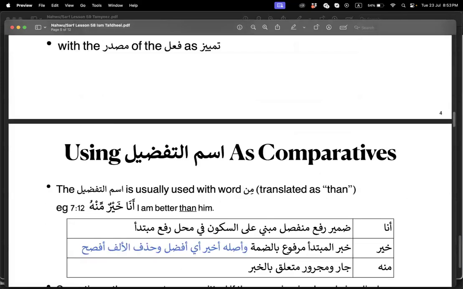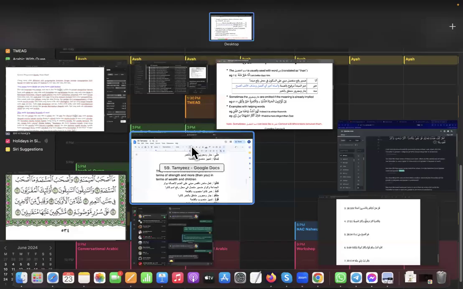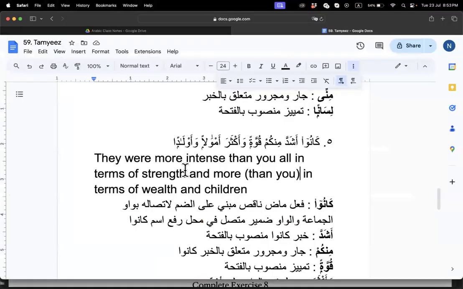Remember we did this example here. Here we say you prefer the worldly life, wal akhiratu, the hereafter is better. Better than what? It's clear, right? We're talking about worldly life. So when it's clear, you don't have the min, but you know that must be a comparative because it's not a mudaf, it's not the comparative pattern also. So this is still comparative. So you want to make it clear for yourself, then you put "than you" in brackets, although it's not there. So they were stronger than you. They were more than you also in terms of wealth and in terms of children.